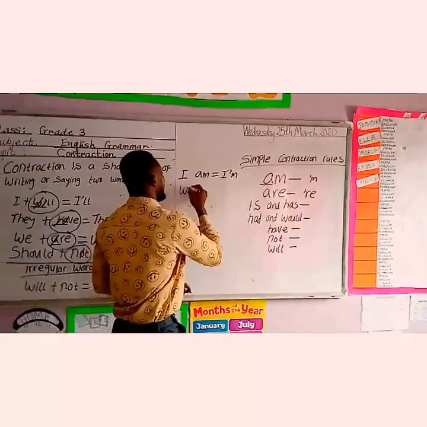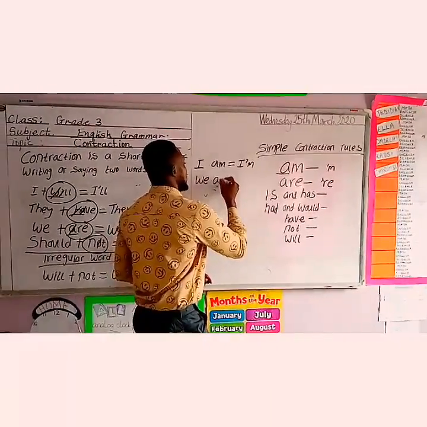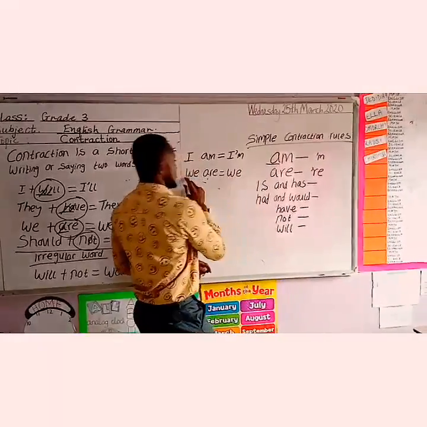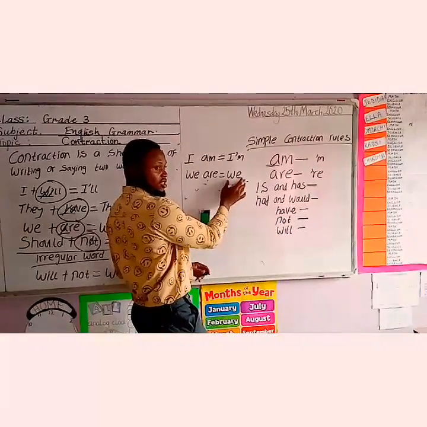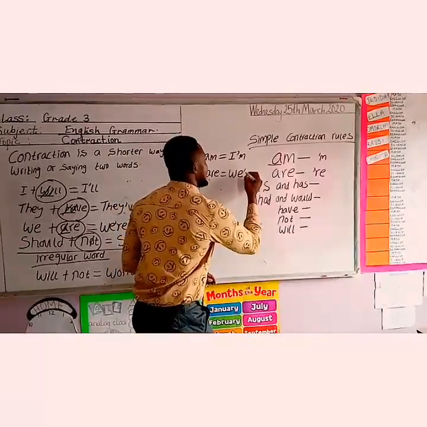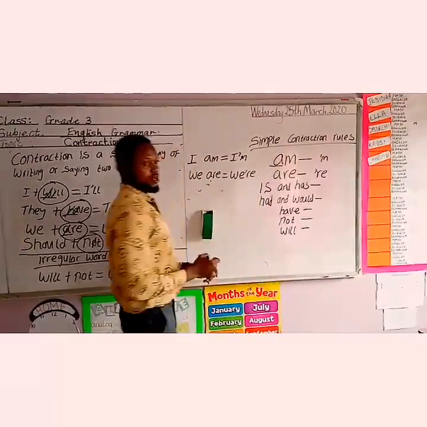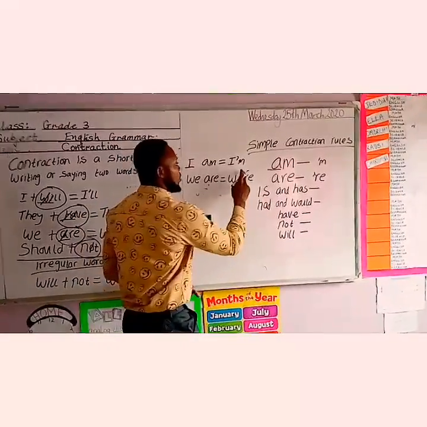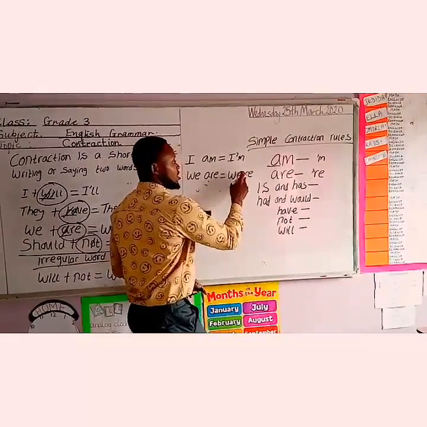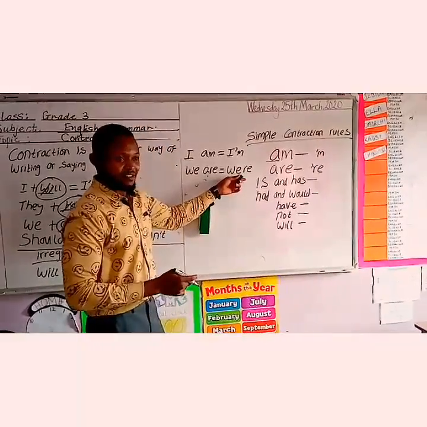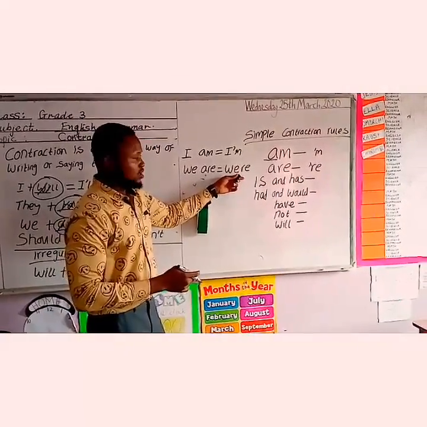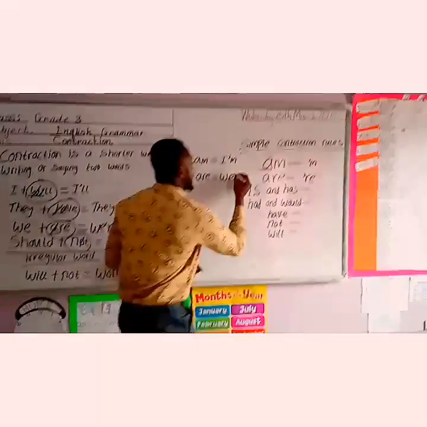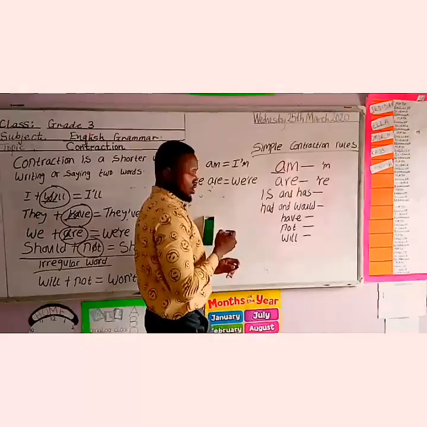A word like we are, two words, we end up having we're. Our first word is repeated here, then we have 're. We are, we're. Remember, when this contraction is removed, we form another word, were, which is totally different from what we're doing here. So that emphasizes the importance of contraction.